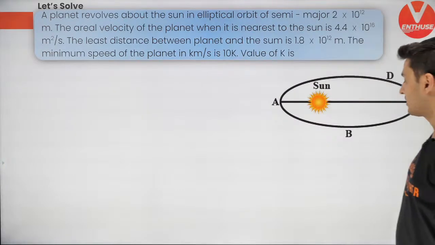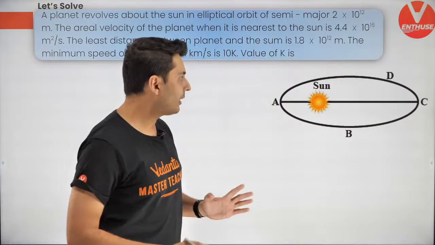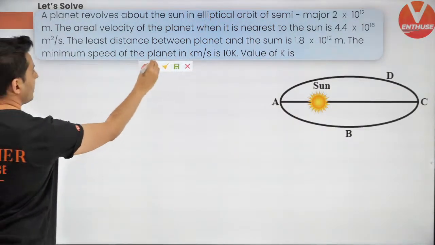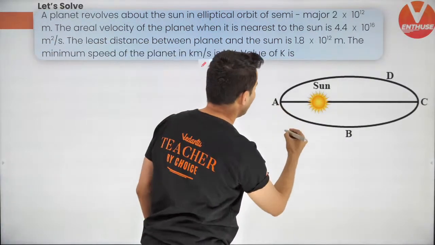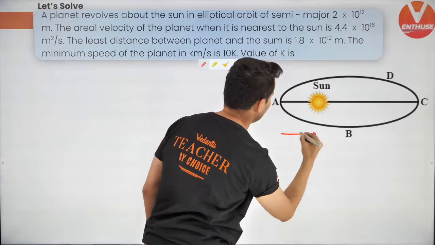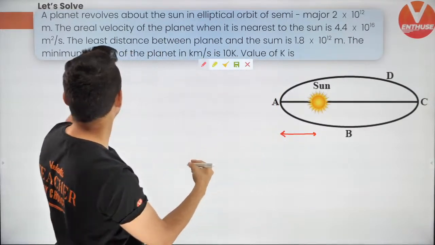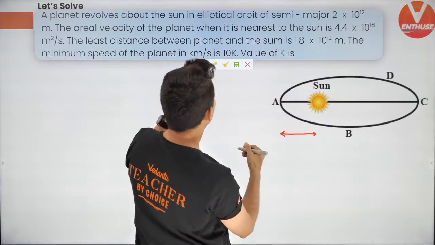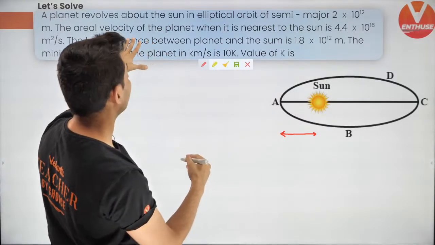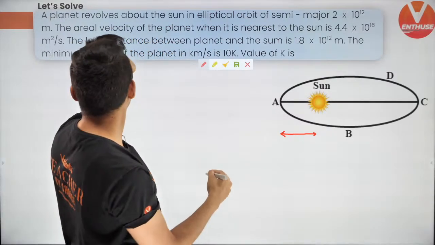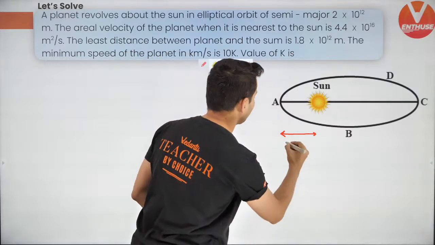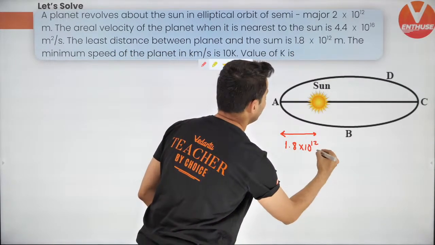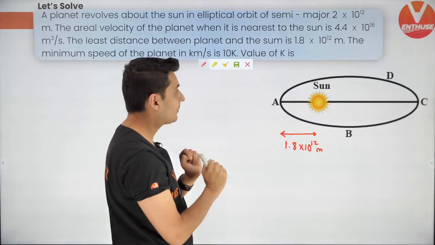Okay, let's solve this. Now, what do we know? Let's first mark it out. That's very important. So the first thing we know is this distance. The nearest distance is 4.4. No, sorry, that's the aerial velocity. My bad. The least distance is 1.8 into 10⁻12 meters. That's the least distance from the sun.